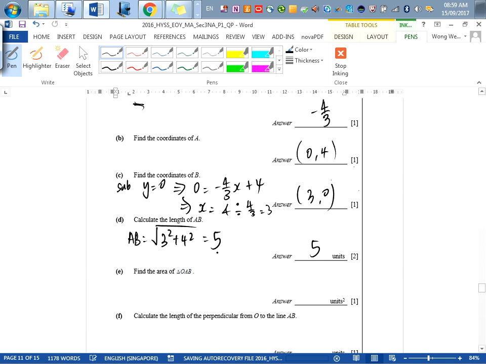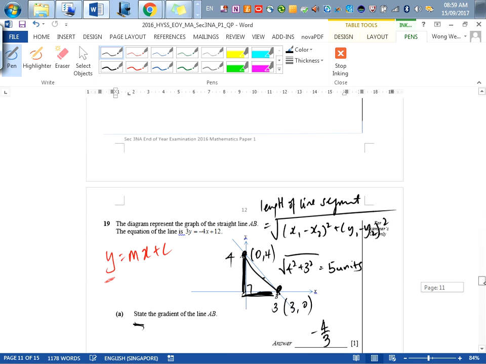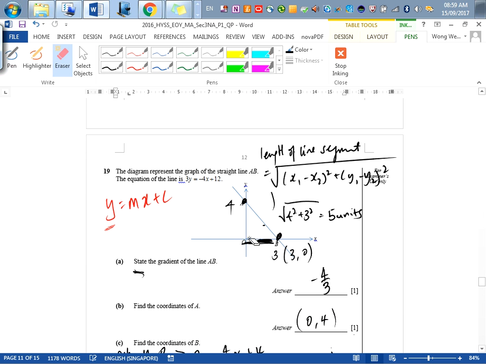Then calculate the area of OAB, that is half times 3 times 4, and we get 6 square units. Calculate the length of the perpendicular from O to AB. Where is this perpendicular from O to AB? It looks like the middle, but it's not exactly the middle. It is perpendicular over here. How to find this red line?